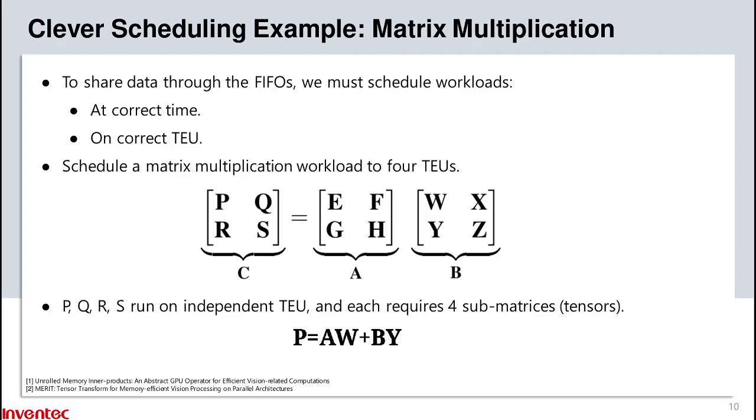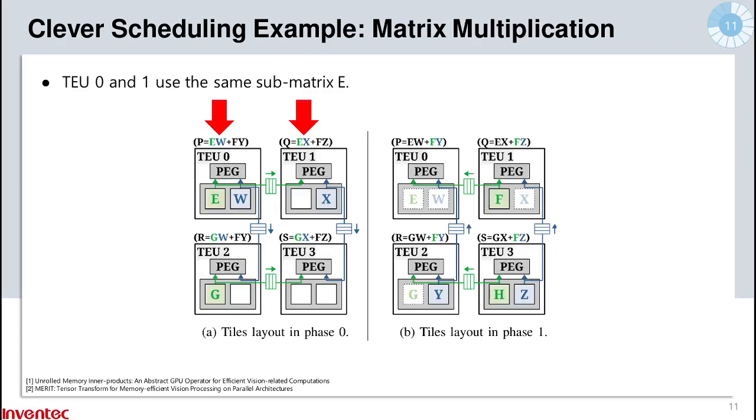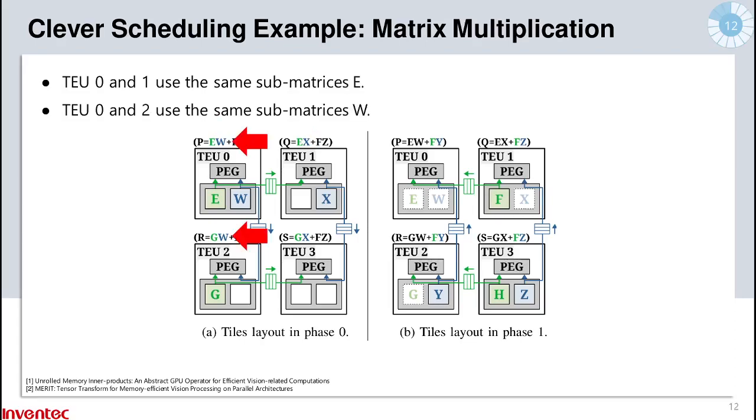In this example, 4 TEUs process the submatrices P, Q, R, S independently, and each TEU also requires 4 submatrices to complete its work. This figure shows a possible scheduling for this example. In the first time phase, matrix P and Q compute the matrix multiplications EW and EX respectively, so we only need to fetch matrix E once. And similarly, matrix P and matrix R only need to fetch the matrix W once at the first time phase.